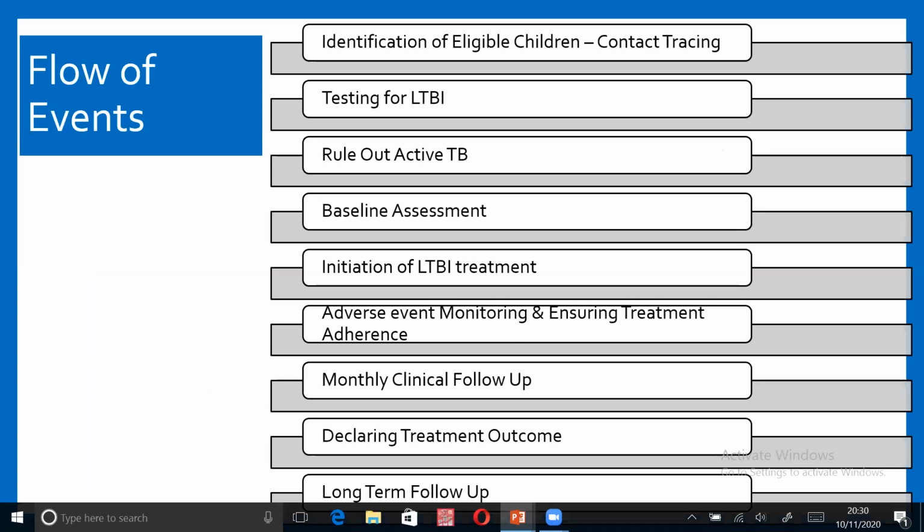So this is the flow of events, in summary: identification of the eligible children, contact tracing, testing for LTBI, ruling out active TB, baseline assessment, initiation of LTBI management, adverse event monitoring, ensuring treatment adherence, monthly clinical follow-up, declaring the treatment outcome, and long-term follow-up. I think that's it.